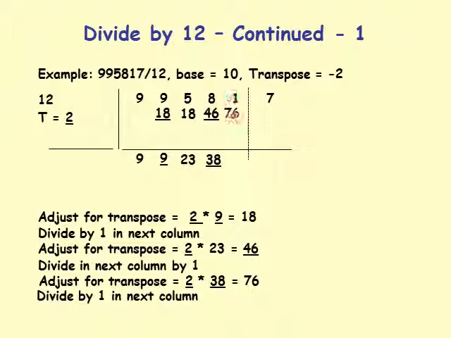Now we divide by 1 in this column here. 1 plus 76 is 77. So we got 77 as the quotient value here. So 77 is the quotient value in this position. Okay, let's continue.